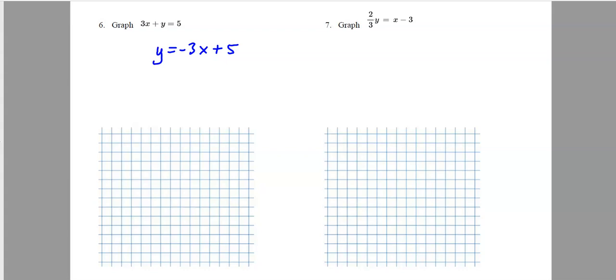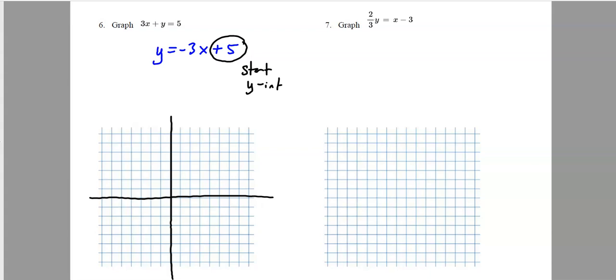So remember, when you graph using slope-intercept form, you always want to start here. So I want to start at the y-intercept. So we're crossing at a positive 5. I have a negative slope, so I think the standard window here would be fine. So we start at a y-intercept, which is on the y-axis right here at 5.